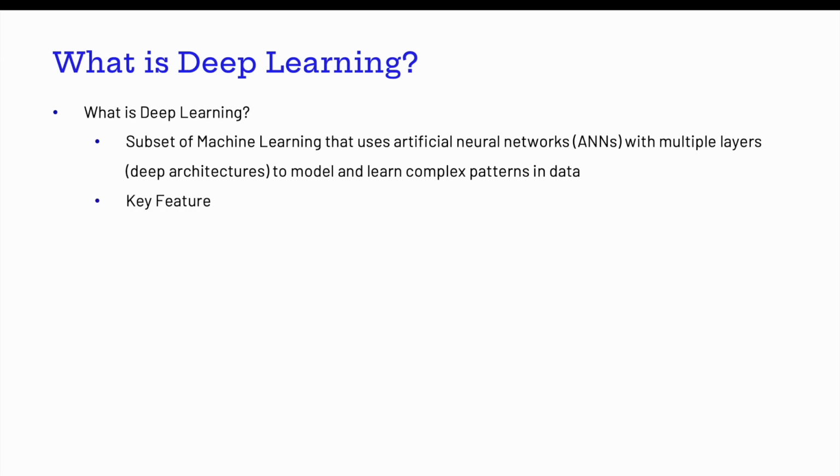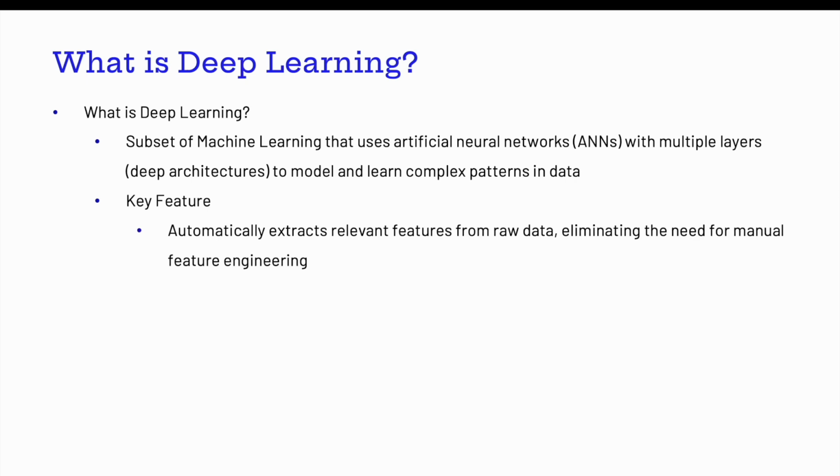Some of the key features include it automatically extracts relevant features from data, eliminating the need for manual feature engineering. So whatever we did before, we don't need it. It's automatically done for you. So why did we do it? Just to understand the basics of it. Let's look at machine learning versus deep learning.